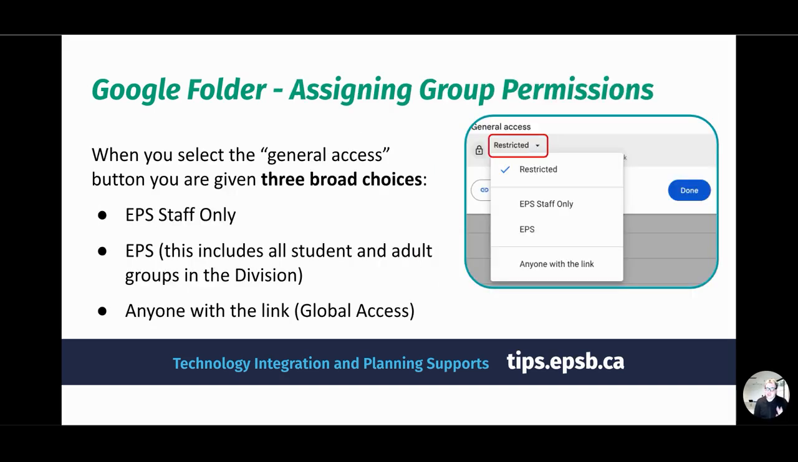When you select the General Access button, you're given three broad choices. The first is EPS staff only, so this is all division staff. The second one is EPS, so this includes all student and adult groups in the division. And the third is anyone with the link, so that basically gives an open-ended global access.